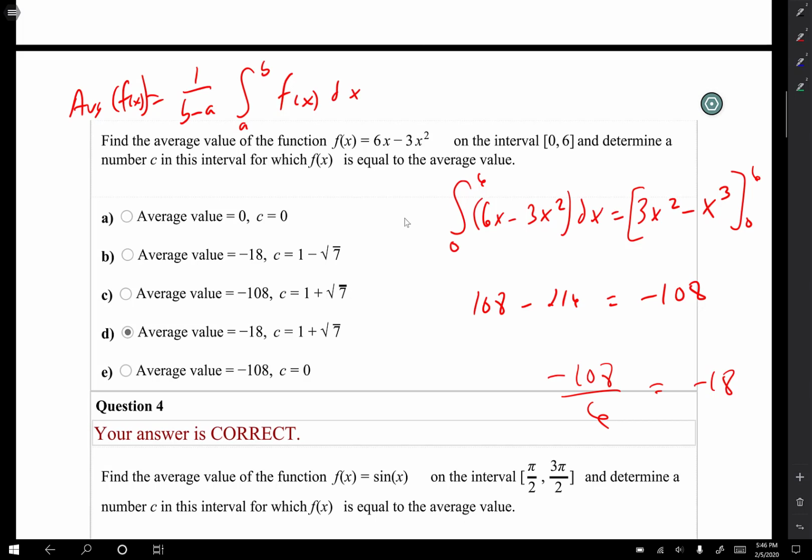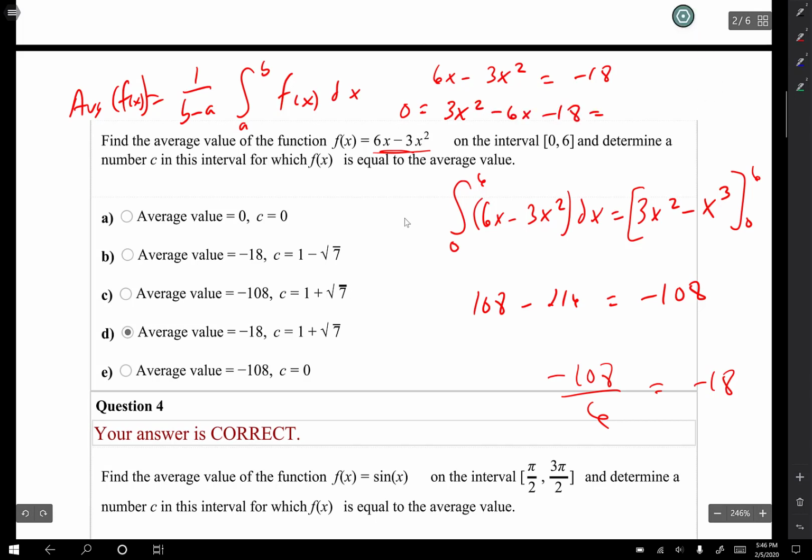So how do you find that, guys? So we're going to have to set this expression equal to negative 18. So here we go. So 6x minus 3x squared equals negative 18. I'm going to move everything to the right. So 0 equals 3x squared minus 6x minus 18. I can factor out a 3. No, I can't factor anything out. No, I can. I can factor out a 3.